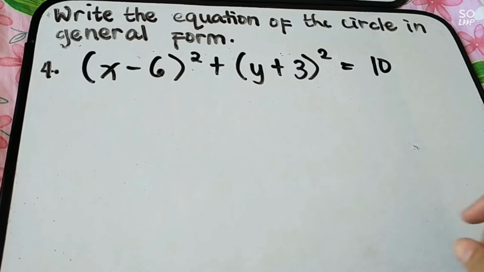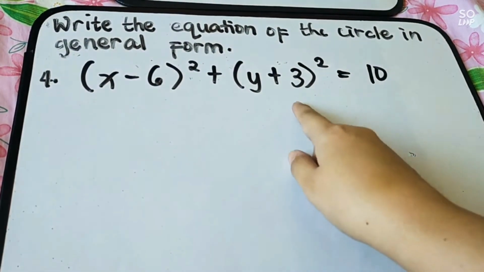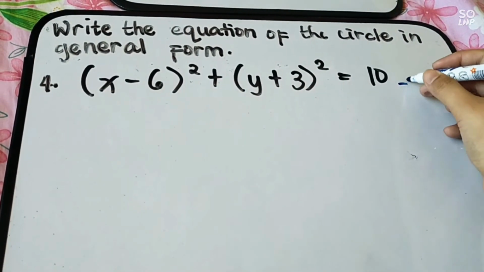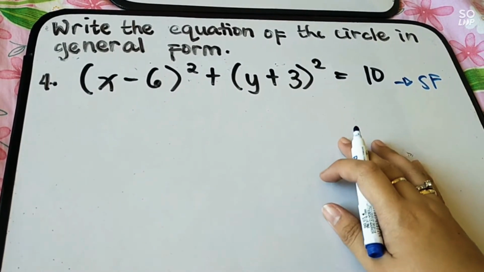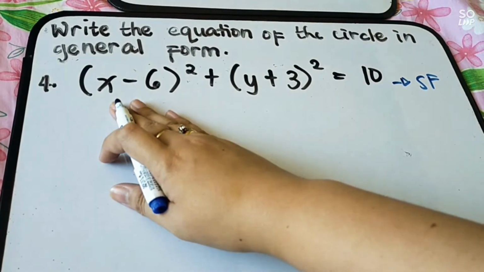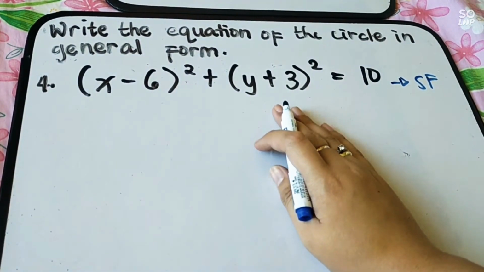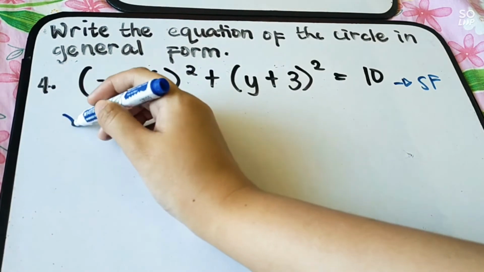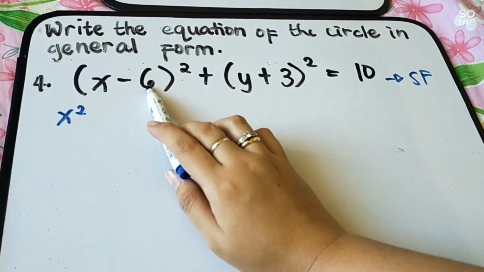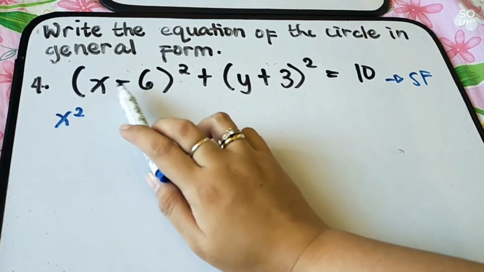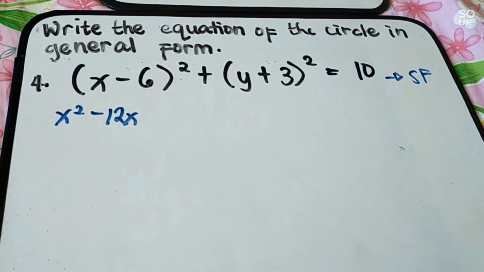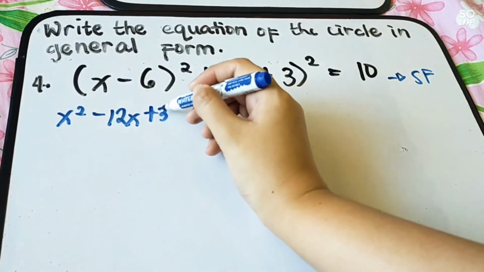Number 4. Given the square of x minus 6 plus the square of y plus 3 is equals to 10. Ang given natin dito is already at the standard form na. So, naka-standard form na siya, kaya punta na tayo agad kay general form. So, we are going to expand this binomial and then this binomial. So, what is the square of x? Again, we have x squared. Then, si 6, double mo, times 2 mo si 6, we have negative 12 kasi negative to. Negative 12 times x, we have negative 12x. Then, square mo si 6, meaning 6 squared or 6 times 6, the answer is plus 36.